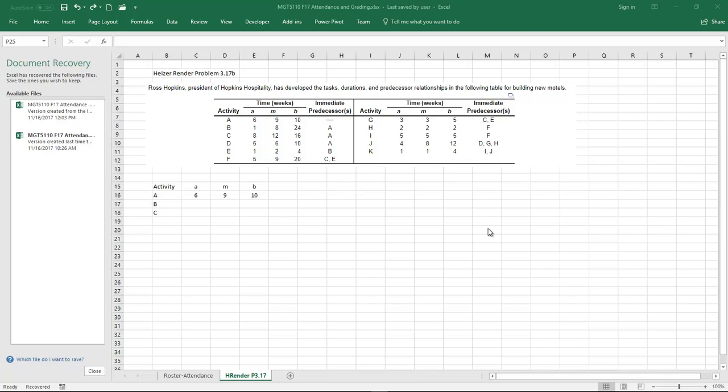Hi everybody. This is a quick survey of the question from the Heizer Render OM Lab, problem 3.17b. So this is going to be a quick view of how to set your problem up. And I recommend you use Excel.